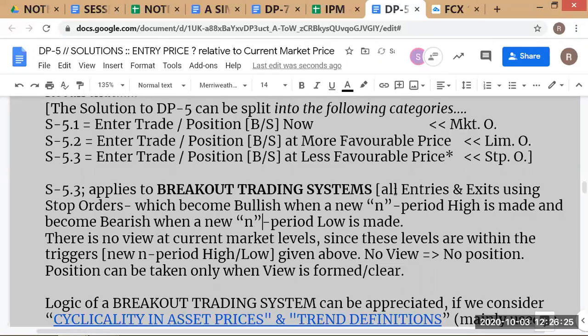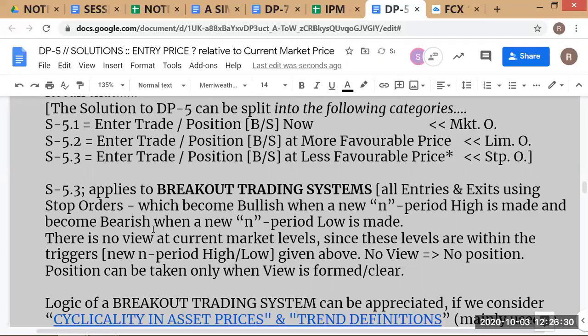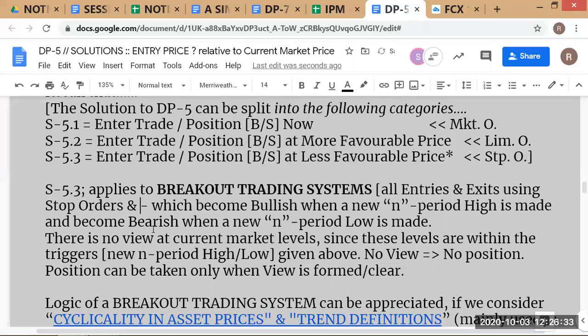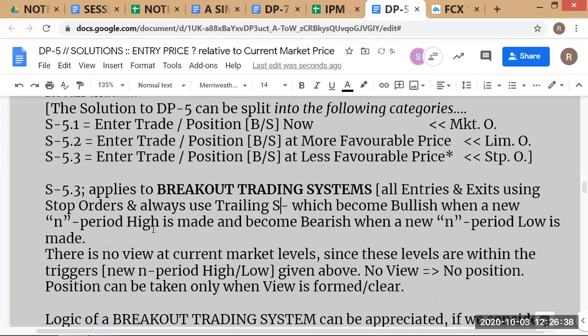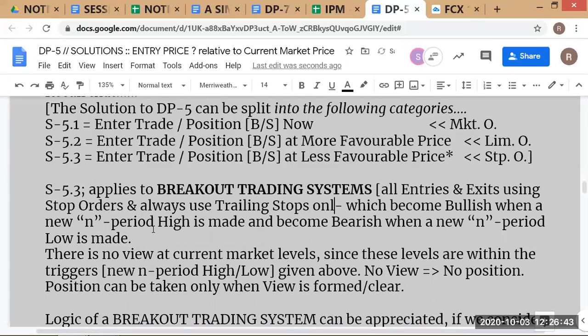All right. But the basic thing is all entries and exits use stop orders and always use trailing stops. Always use trailing stops only, which means there is no targeted take profit. We just discussed trailing stops. This is the definition of a breakout trading system. All entries and exits using stop orders only.